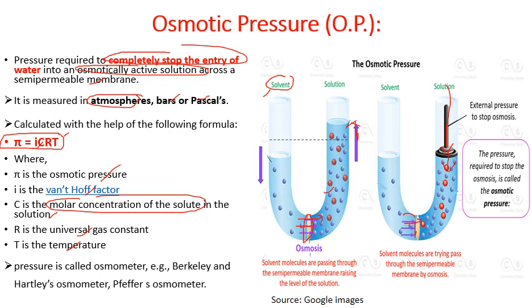So by this equation we can calculate this osmotic pressure. Then there are some instruments that can measure this osmotic pressure, known as osmometers, and there are different types of osmometer, like the Berkeley osmometer, the Hartley osmometer, and Pfeffer's osmometer. So these are some instruments that are used to measure the osmotic pressure.